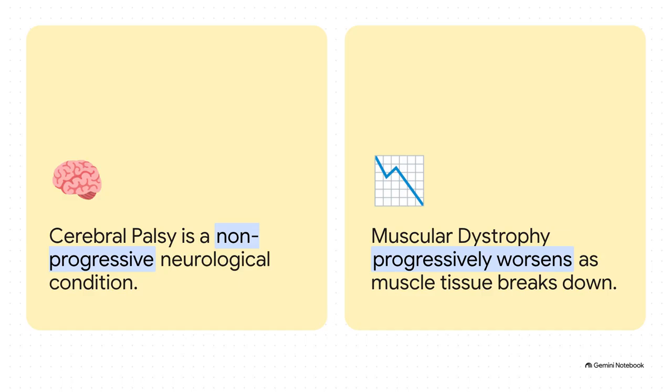And there's a super critical distinction we need to make right now. Remember cerebral palsy? That's a non-progressive condition. The initial brain injury is static, it doesn't get worse. Muscular dystrophy, on the other hand, is a group of genetic diseases that are progressive. It gradually worsens over time as the muscle fibers themselves actually degenerate and break down.